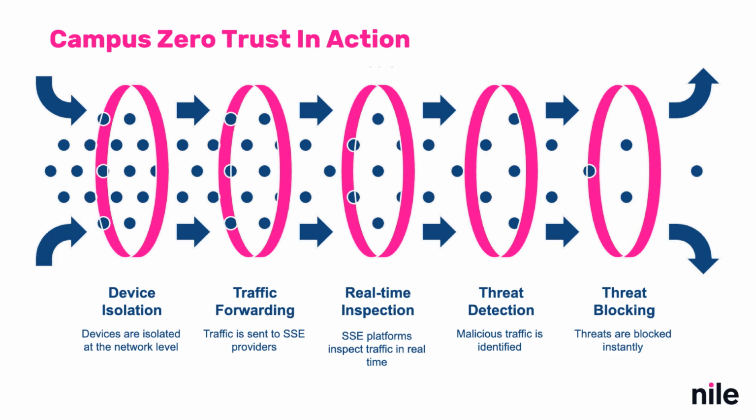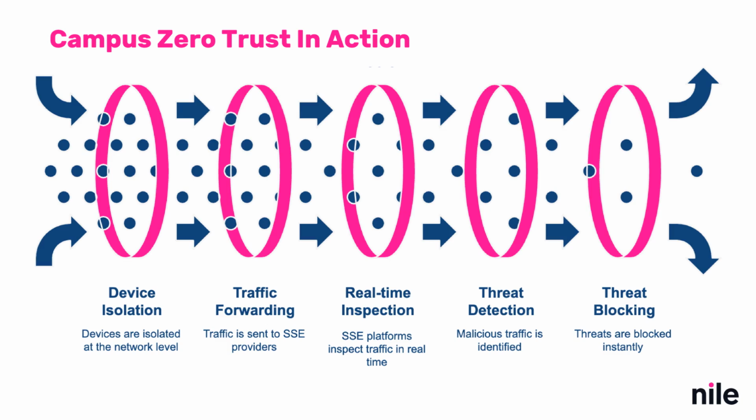Let's walk you through a real-world example of how Nile's integration with Security Service Edge, or SSE, platforms works to protect your network in real time. Imagine you have a busy campus or branch network with many wired and wireless users, including IoT devices. Suddenly, a suspicious activity is detected, maybe a malware infection or an unusual data flow from a device. Thanks to Nile's zero-trust architecture, each device is isolated at the network level, so any threat is automatically contained to just that device, preventing lateral movement.